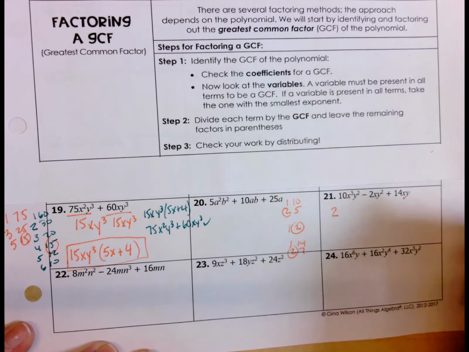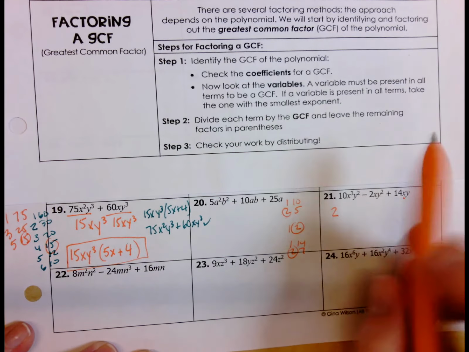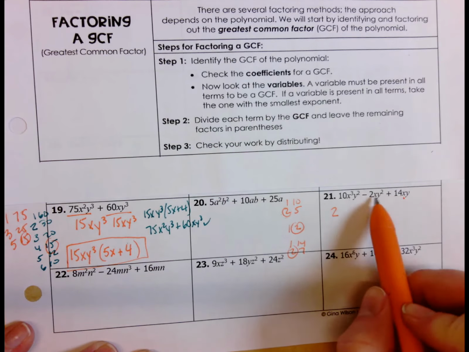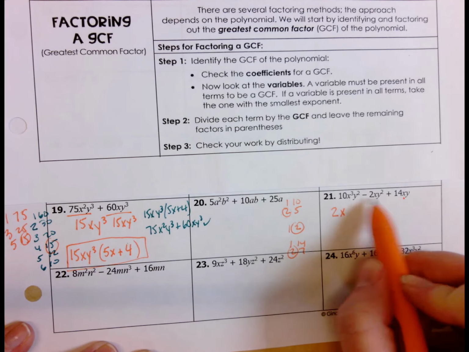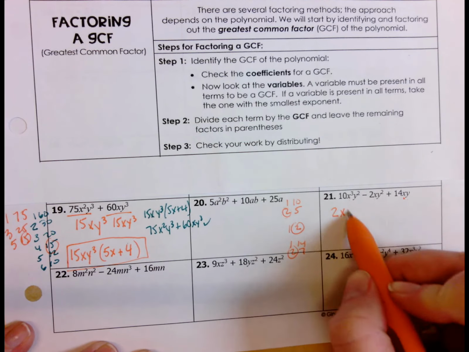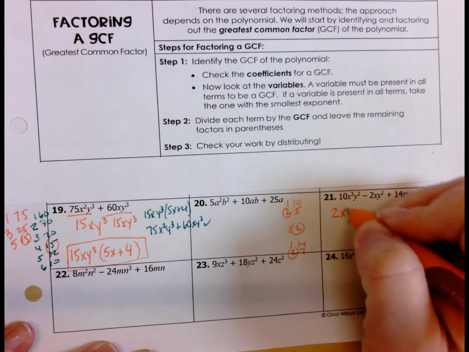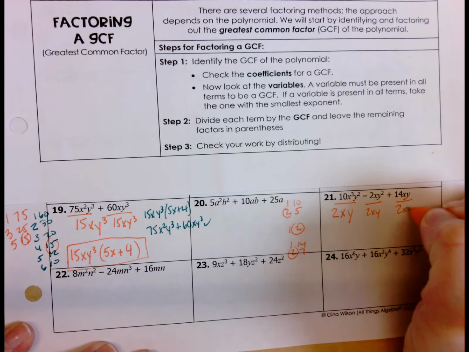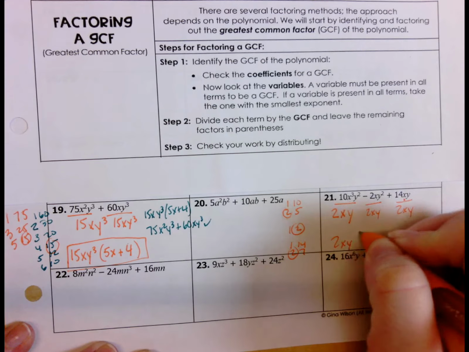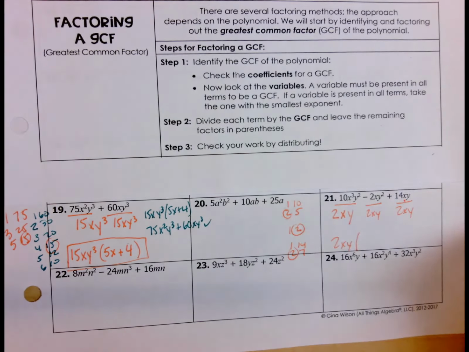So 2 is what we're going to use for the coefficient. Then we're going to check variables. So x, x, and x. And just x is the smallest. And then y, y, y, and y is the smallest. So that means I'm going to be dividing each of these by 2xy. So 2xy is going to be my greatest common factor.